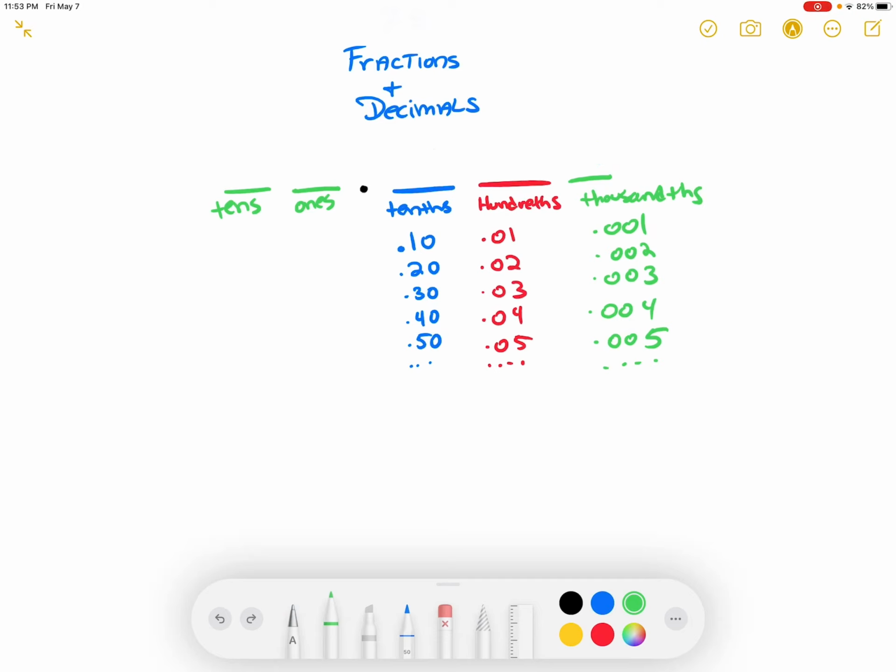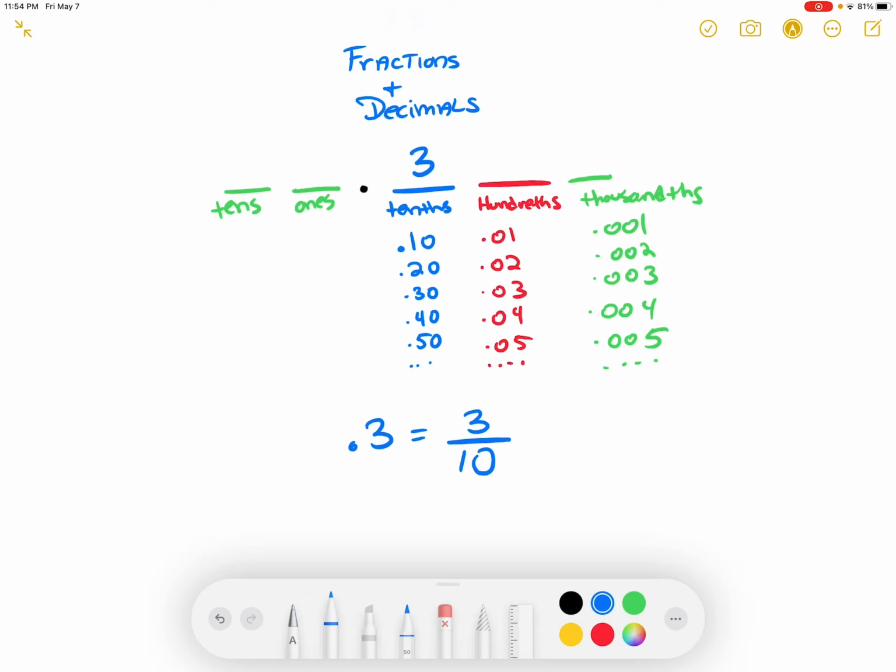Okay, here's what you all need to know. Each of these place values can be rewritten as a fraction. The tenths can be written as whatever the number is in this box over 10. So if that's 0.3 and it's in the tenths spot, you can literally write it as 3 over 10. And then you're done.